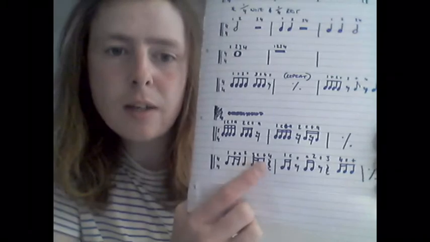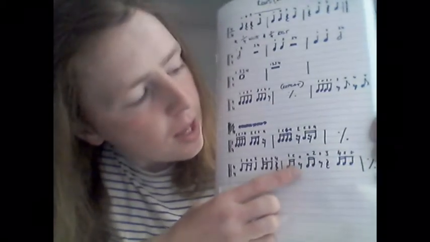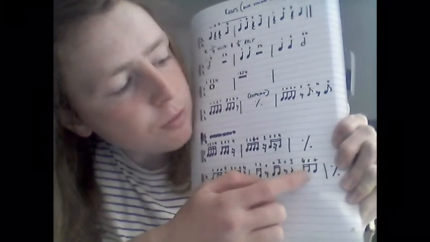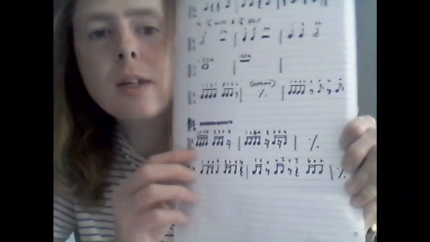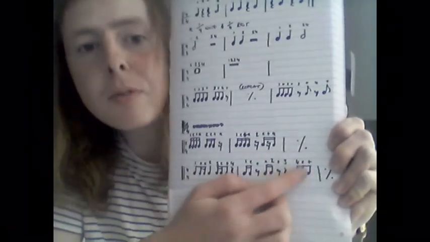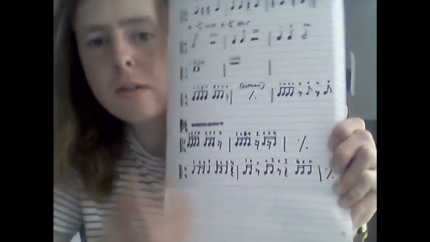3 E and 4. 3 E and 4. And then that one is 1 E and a 2 and 3, taken care of by the rest, 4 E and, repeating the last one. Semi-quaver, semi-quaver, semi-quaver, semi-quaver, semi-quaver, semi-quaver, quaver.